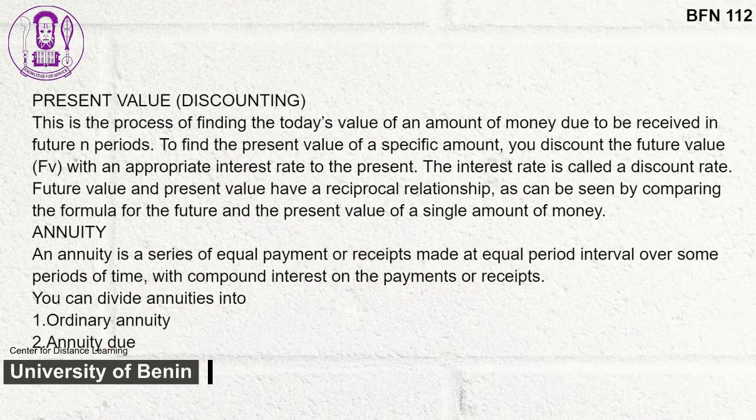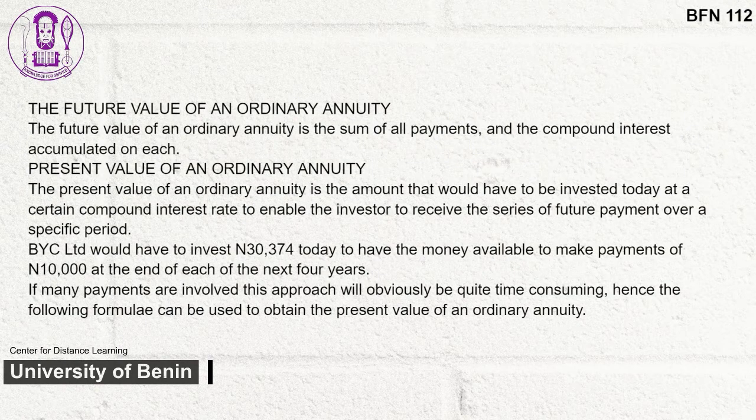Annuity. An annuity is a series of equal payments or receipts made at equal period intervals over some period of time, with compound interest on the payments or receipts. You can divide annuities into 1. Ordinary annuity. 2. Annuity due. The future value of an ordinary annuity. The future value of an ordinary annuity is the sum of all payments, and the compound interest accumulated on each.